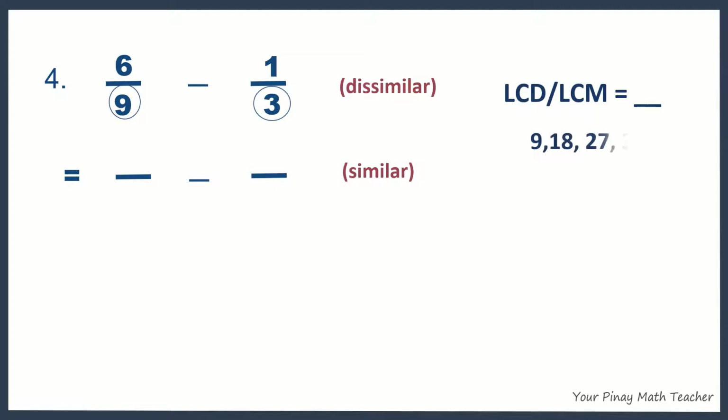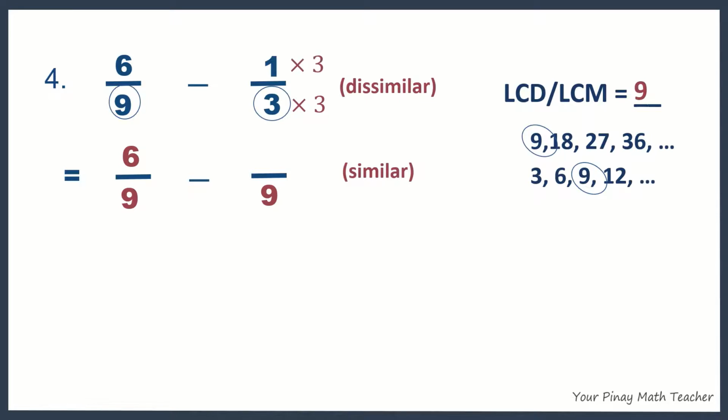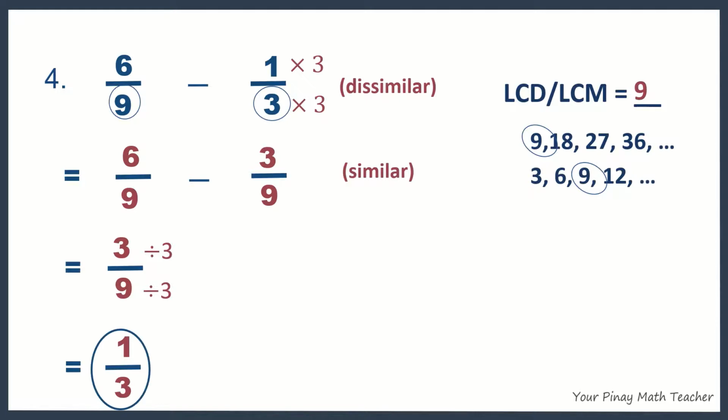Simply list down its first few multiples, and based on the list, we see that 9 is the LCD. So in 6/9, the denominator is already 9, so we don't need to multiply. Instead, simply copy 6. In 1/3, we have to multiply both by 3 to get a denominator of 9. So we get a numerator of 3. 6/9 minus 3/9 is equal to 3/9, which can still be reduced by 3. So we have a final answer of 1/3.